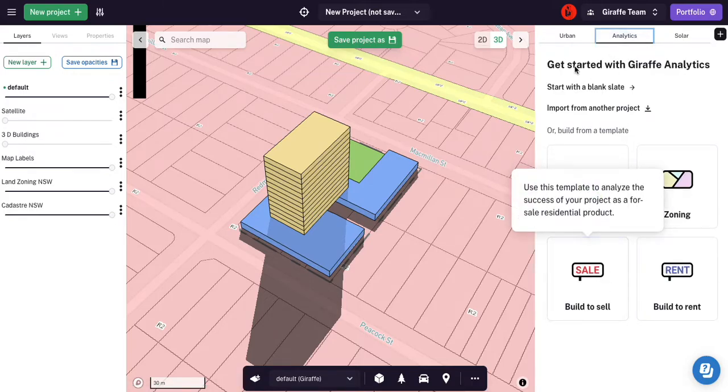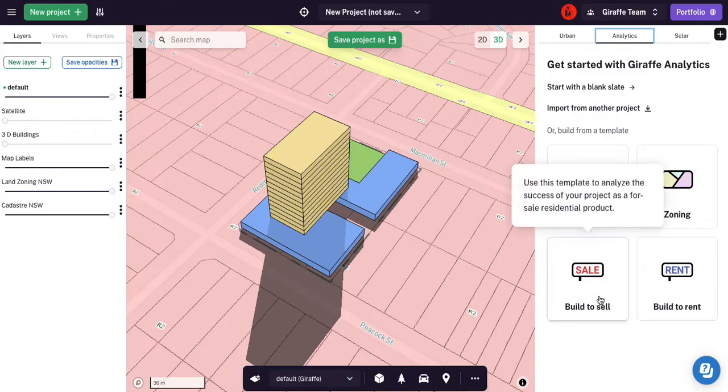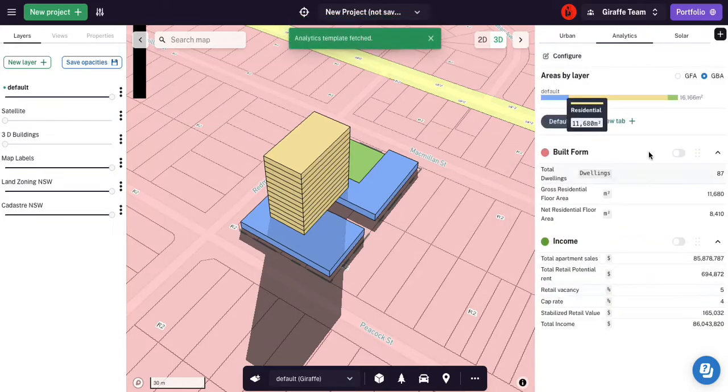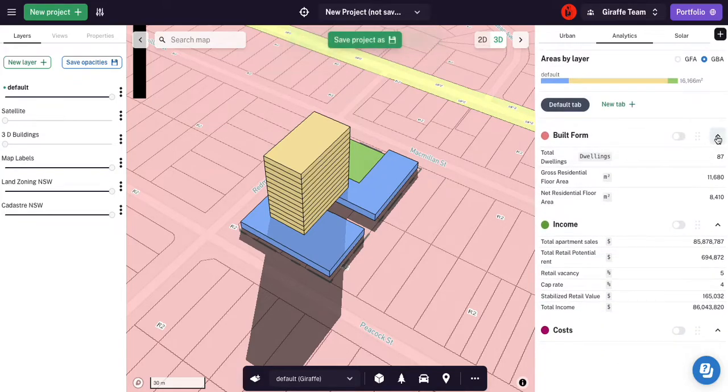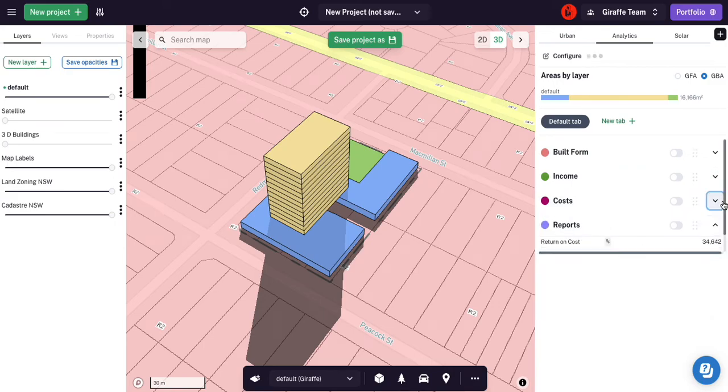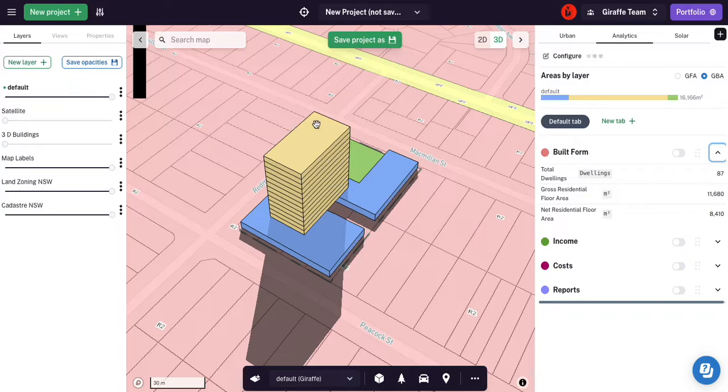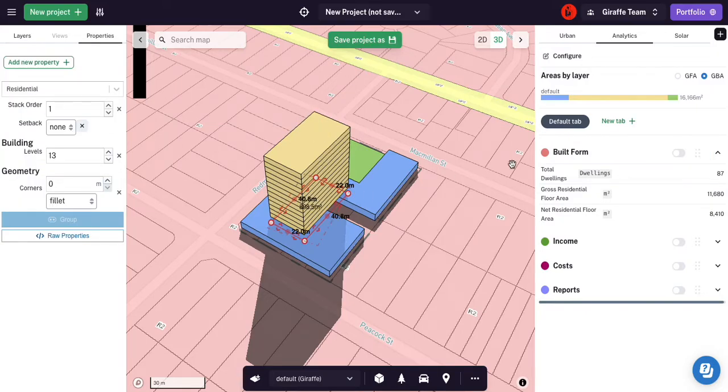So I'm going to just use Giraffe. We can start from scratch, but I'm going to open up one of our templates, which is this build to sell template. And it's got a bunch of sections. It's got a built form section, an income section, a cost section, and then a report section. The built form section, very simple. It's just giving you the areas.